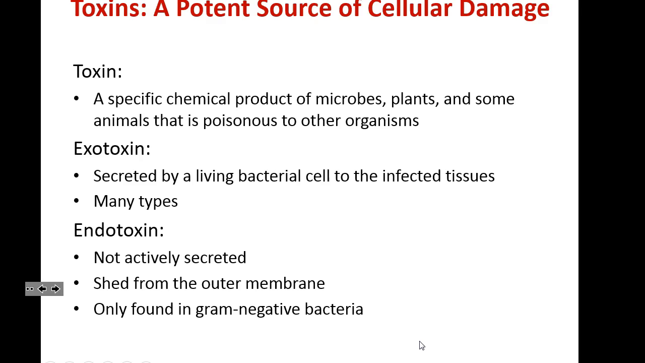A potent source of cellular damage, that's what toxins are. A toxin is a specific chemical product of microbes, plants, and some animals that is poisonous to other organisms. An exotoxin is secreted by a living bacterial cell into the infected tissues, and there are many types. An endotoxin is not actively secreted. It's shed from the outer membrane, and it's only found in gram-negative bacteria.